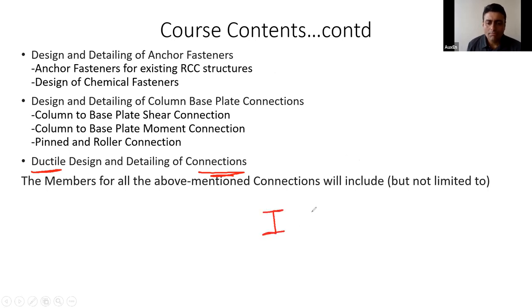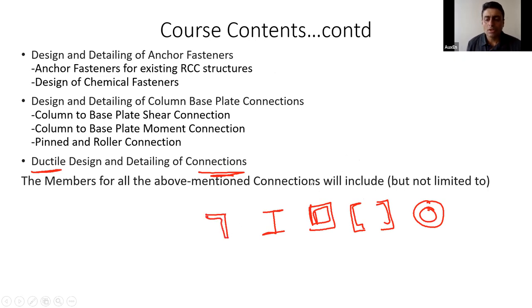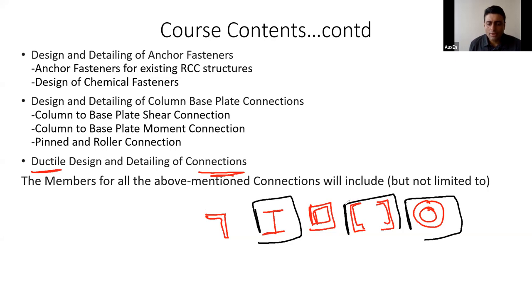So not only for I sections, but if you have a hollow section, or a built up section, or a circular section, or some hot rolled sections, for all these different member types, we will be discussing the above connections. Do you understand? So for example, if I have to do a column base plate fixed connection, if I have an I section, my connection will look slightly different. If I have a circular section, my connection will look slightly different. If I have a hollow section or built up section, my connection will look slightly different. So all these above families that I just discussed, we will be doing for different member types.